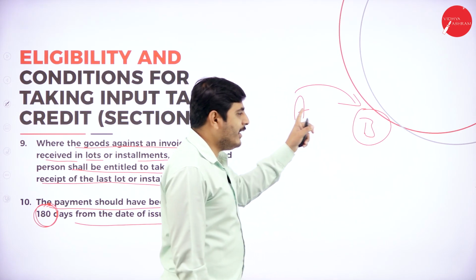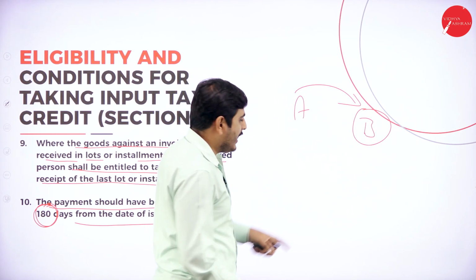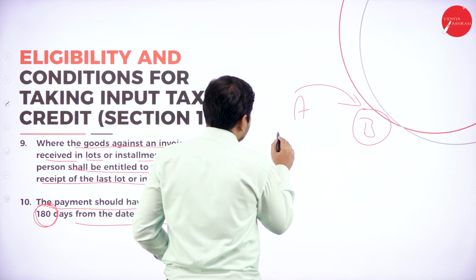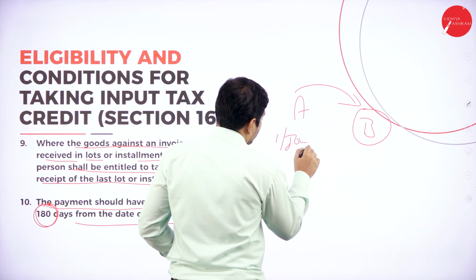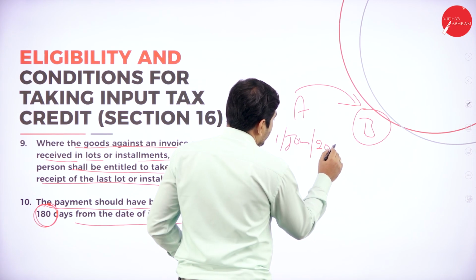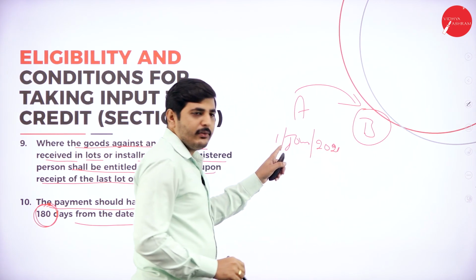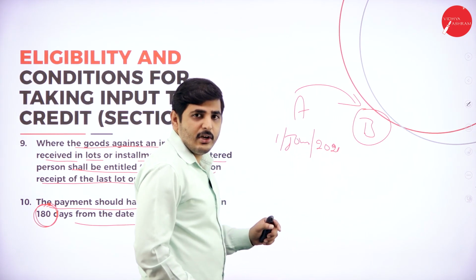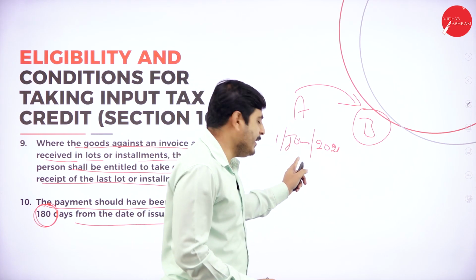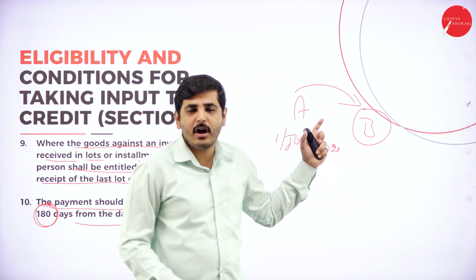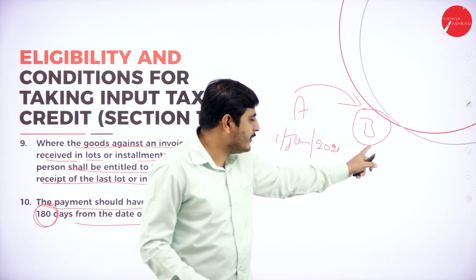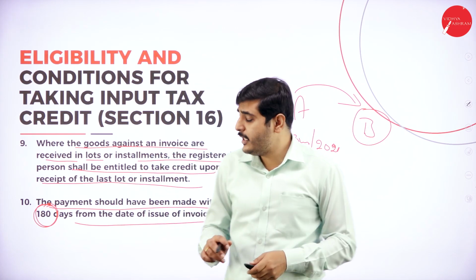So when A gives an invoice, let's assume on 1st Jan 2021, he will issue an invoice on 1st Jan 21. Within 180 days from this billing date, B has to pay the amount, and after paying, B can claim the input tax credit.